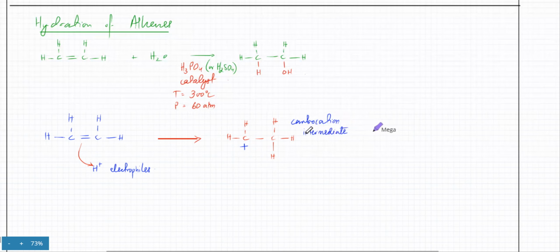So here's your carbocation intermediate, and the next step. What's the next step? Now you've added water, right? Water has lone pairs, and the lone pairs on oxygen have a very strong partial negative charge. So the next step is these lone pairs on water are going to get attracted to the carbon over here.